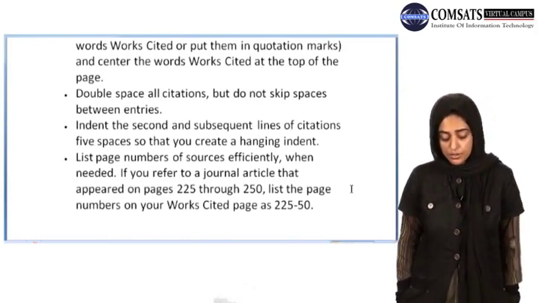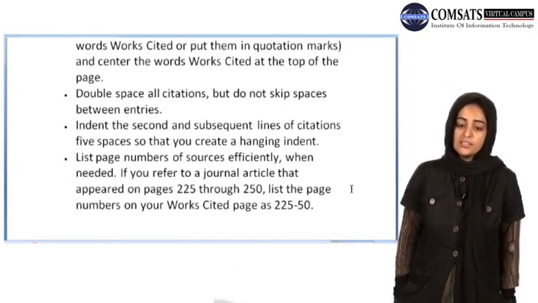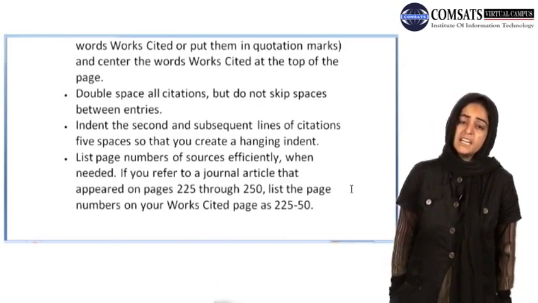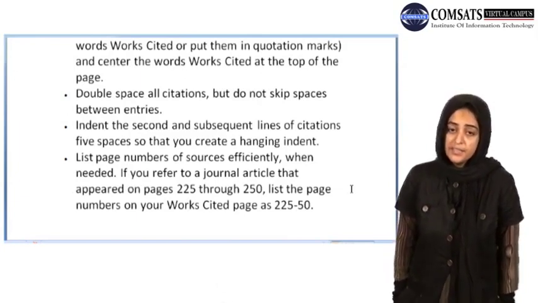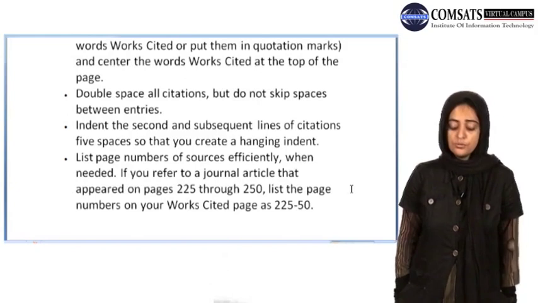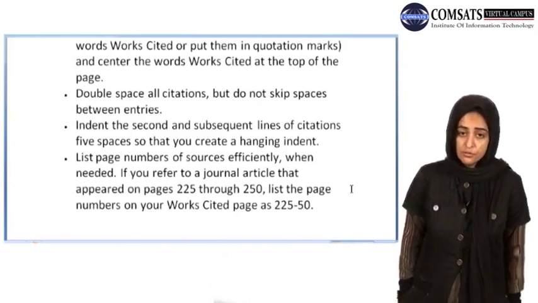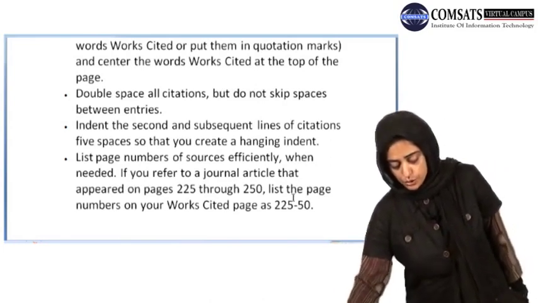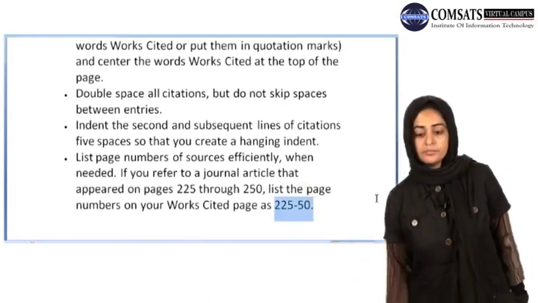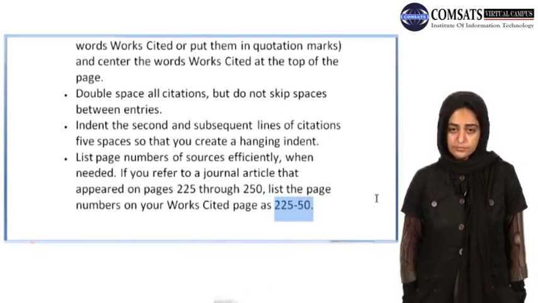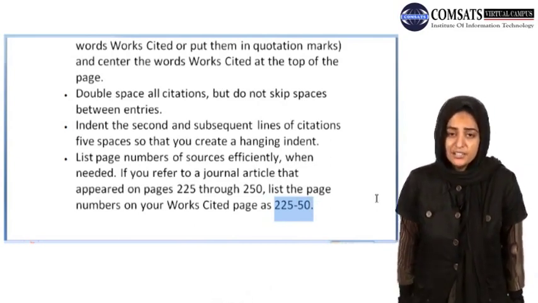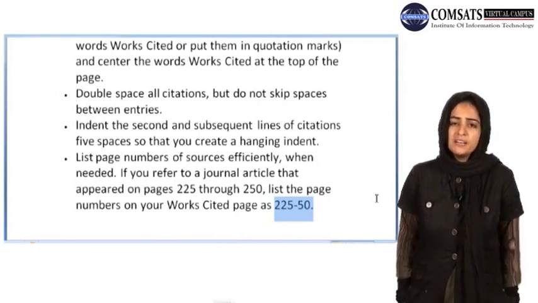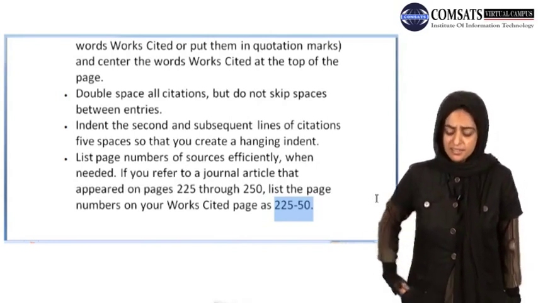For example, if you are quoting, as you can see on the screen, some information beginning from page number 225 of the article and ending at page 250 of the article, then you are supposed to give those page numbers in this shape, as you can see on the screen, 225 to 50. We are discussing the general guidelines for the works cited page of the MLA formatting, MLA referencing style.